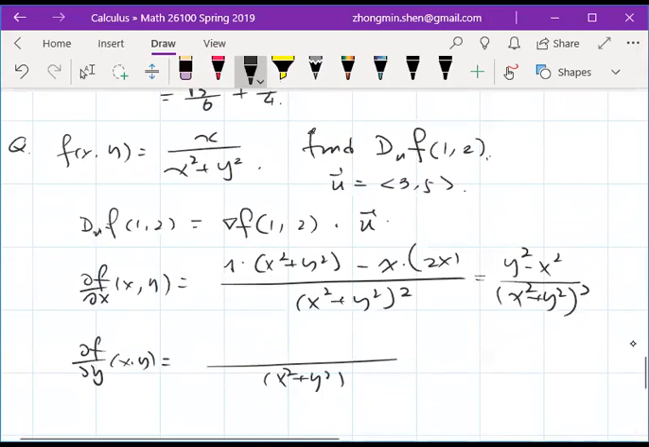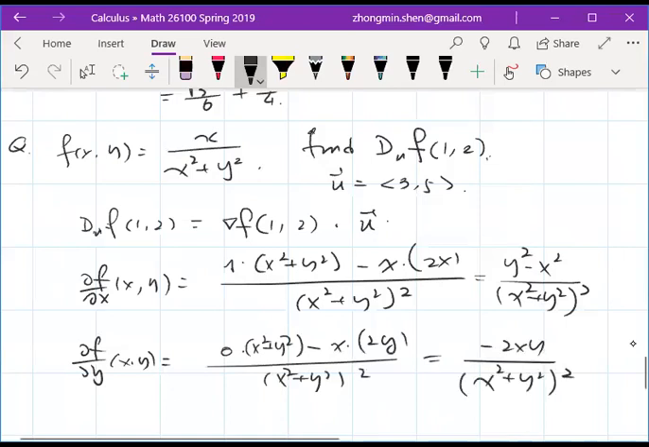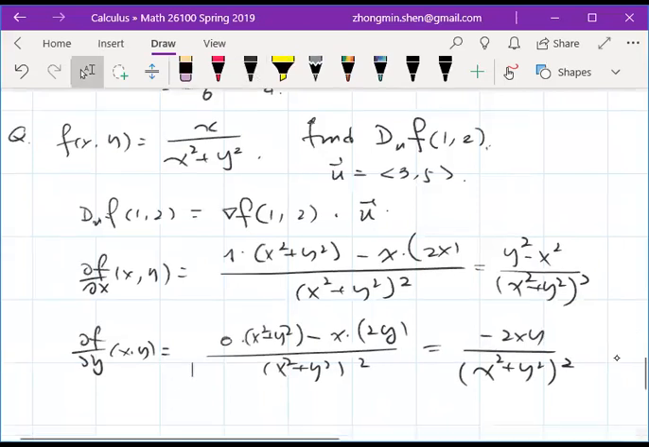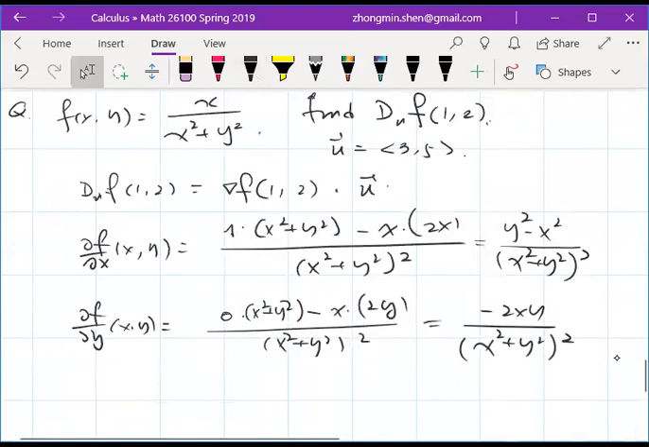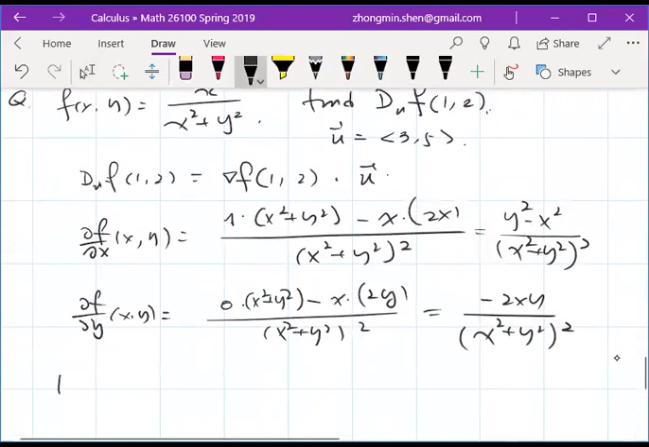So this is going to be 0 times x squared plus y squared, minus x times the partial derivative of x squared plus y squared with respect to y, which is 2y. So again, next to x squared plus y squared, all squared. Okay. I have to evaluate the gradient at these two endpoints.